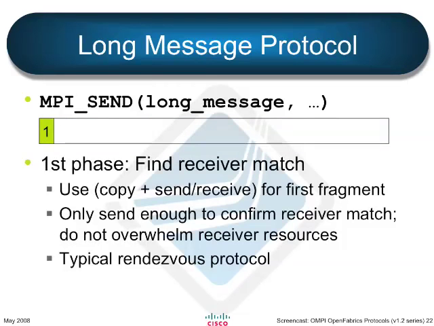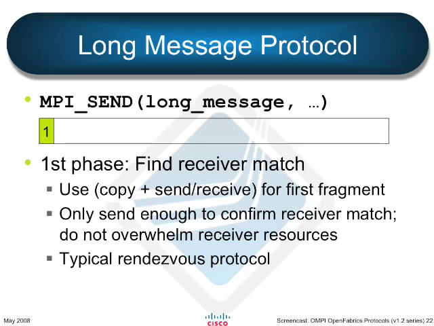Phase 1 is where we find the receiver match. Now, the goal here is that we don't want senders to overwhelm a receiver. So let's say I'm sending a 10 megabyte message. I don't want to send the 10 megabyte message until I know that the receiver is able to receive it, has a buffer to receive it in there. Because otherwise I could just run the receiver out of memory before they ever even get into MPI.